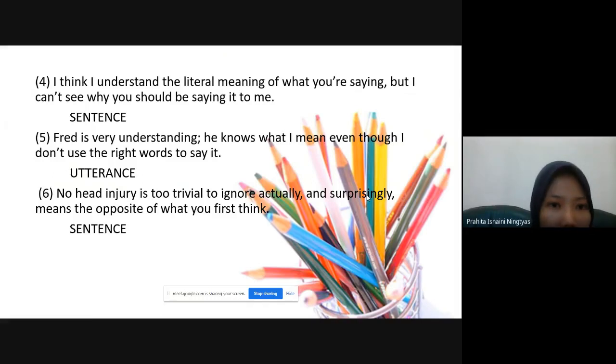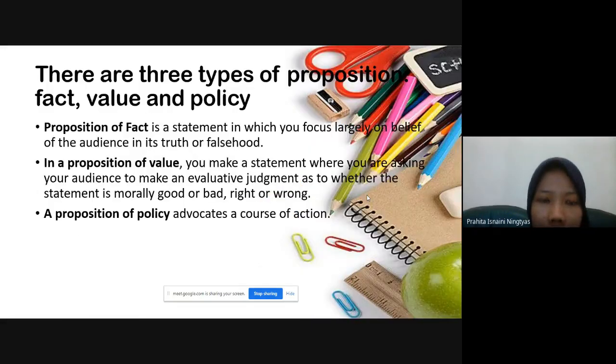It's called sentence. Number five, Fred is very understanding. He knows what I mean even though I don't use the right words to say it. It's called utterance. And number six, no head injury is too trivial to ignore, actually and surprisingly, means the opposite of what you first think. It's called sentence.